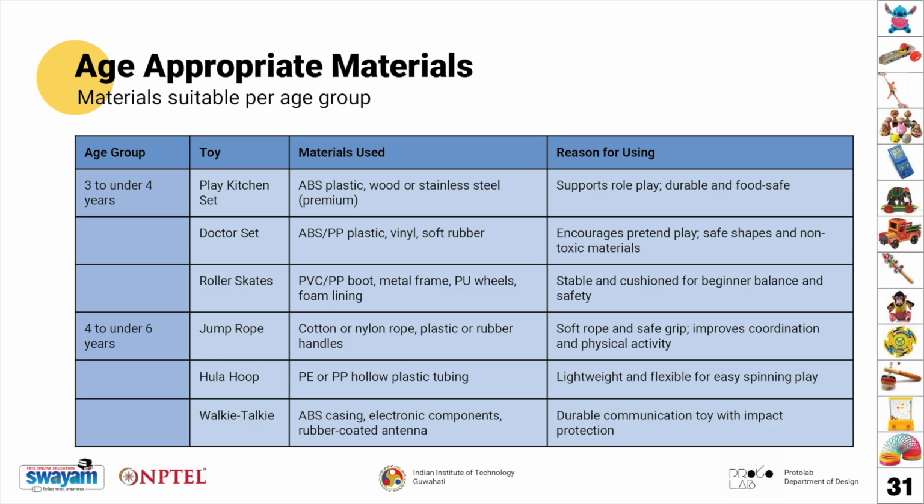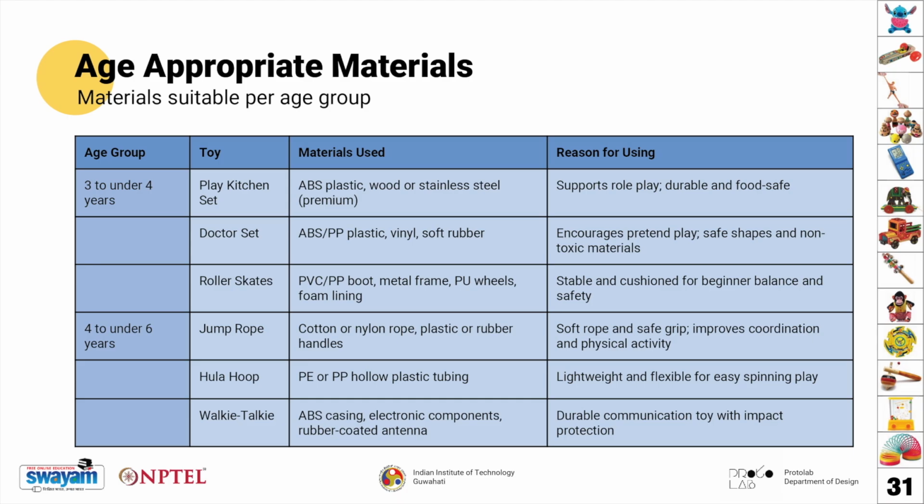physical coordination. A play kitchen set is commonly made from ABS plastic, wood, or sometimes stainless steel in premium versions. These materials are durable and food safe, making them suitable for imaginative role play activities. In some rural places, play kitchen set is also made of clay.